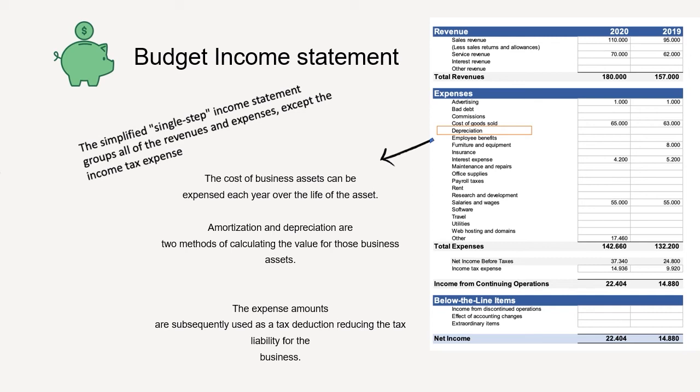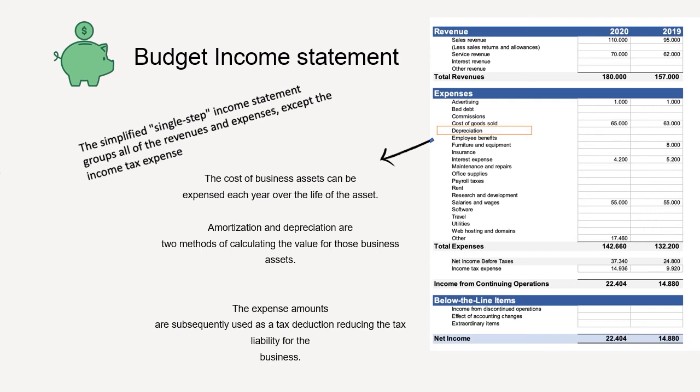Depreciation. The cost of business assets can be expensed each year over the life of the asset. Amortization and depreciation are two methods of calculating value for those business assets. The expense amounts are subsequently used as a tax deduction, reducing the tax liability for the business.